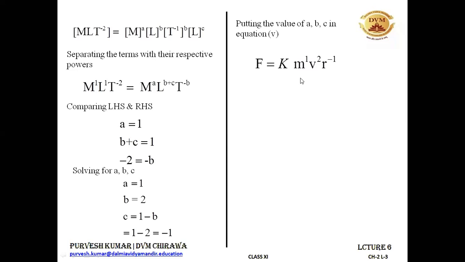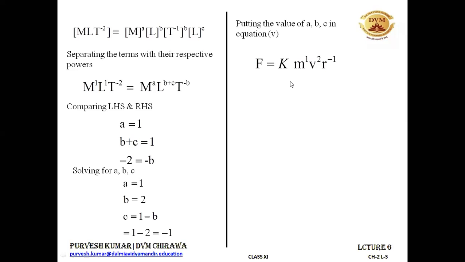I hope it is clear, because in equation number 5, I have written f equal to k, m to the power a, v to the power b, and r to the power c. So I have just replaced the powers with the values of a, b, and c that I have obtained over here. So I've got a equal to 1, so I have written m to the power 1, b equal to 2, I have written v to the power 2, and c equal to minus 1, that's why r to the power minus 1. This minus 1 is there, so it will go in the denominator.